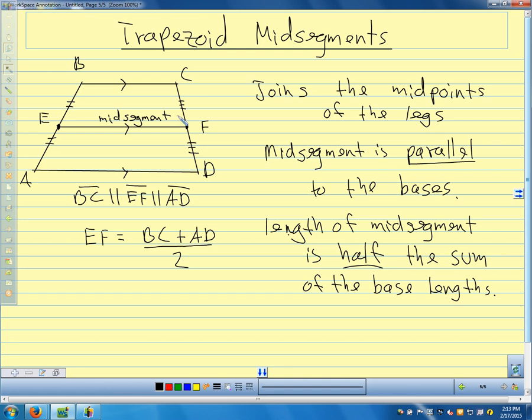It's very similar to what we talked about with triangles. The mid-segment is parallel to the bases. And its length, we add the bases together, divide by 2 to get the length of the mid-segment. So it's the average of the lengths of the bases. All right, questions there?